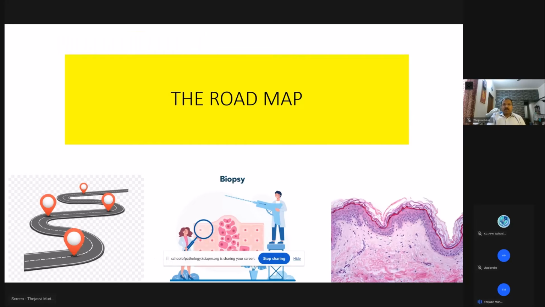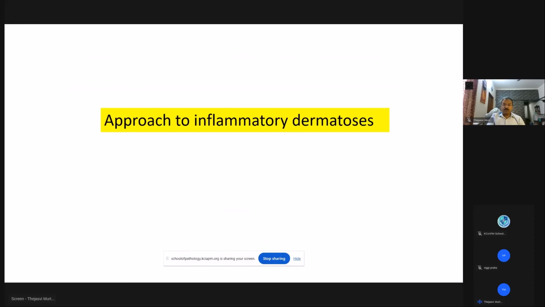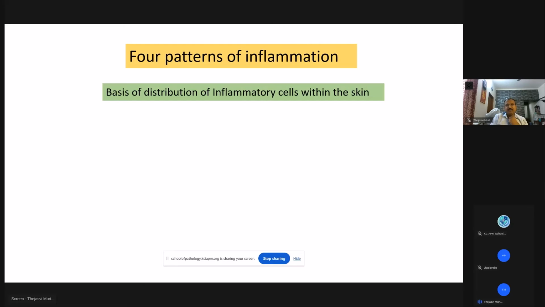Okay. So now the roadmap approach to inflammatory dermatosis. As the topic also says, it is pattern based, and let's see how to move. If you read standard textbooks, there are 4 patterns of inflammation, based on the distribution of inflammatory cells within the skin. So what is the basis of the distribution of inflammatory cells?